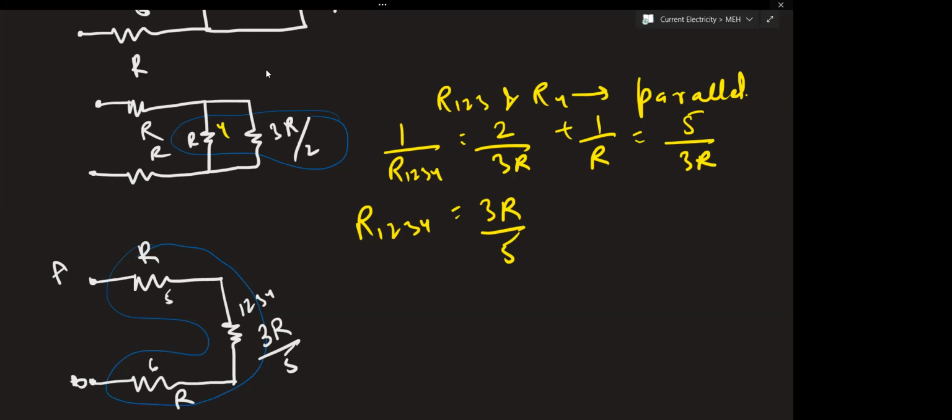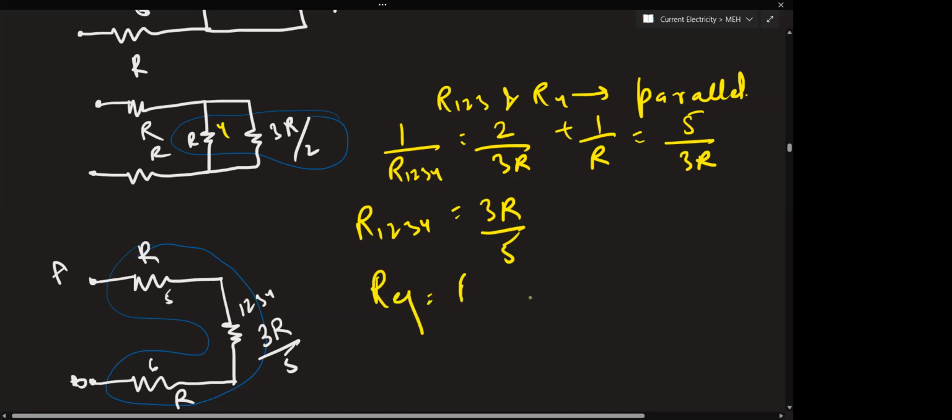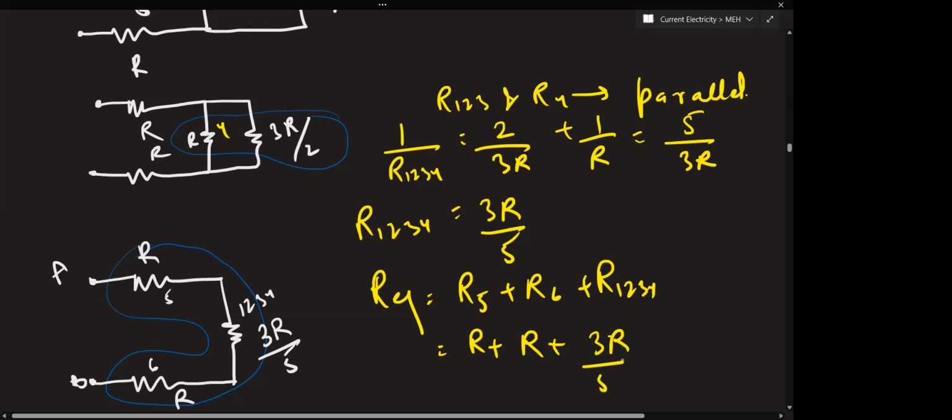So you just have to directly add them. So R equivalent will be R5 plus R6 plus R1,2,3,4. That is R plus R plus 3R by 5. So 5 is the LCM. That becomes 5R plus 5R plus 3R, that is 13R by 5. That is your final answer.